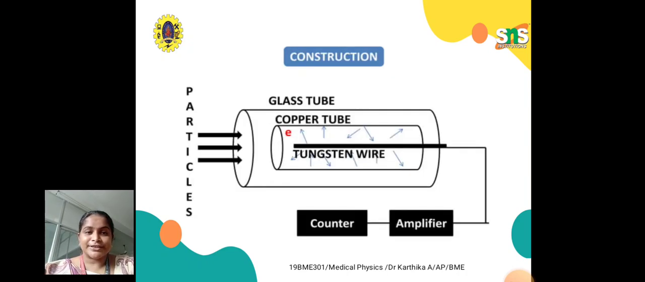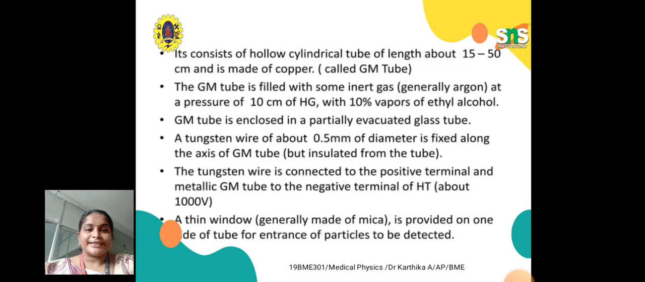See here the construction. Here we have input particles like alpha, beta, neutron. We have a glass tube, and inside we have a copper tube, and we have a tungsten wire. We have an amplifier and counter for radiation counting purpose.